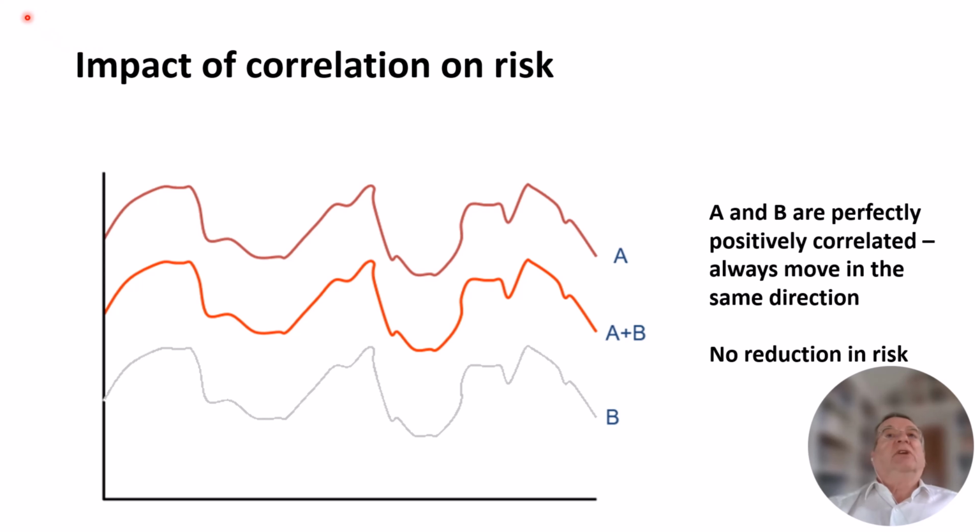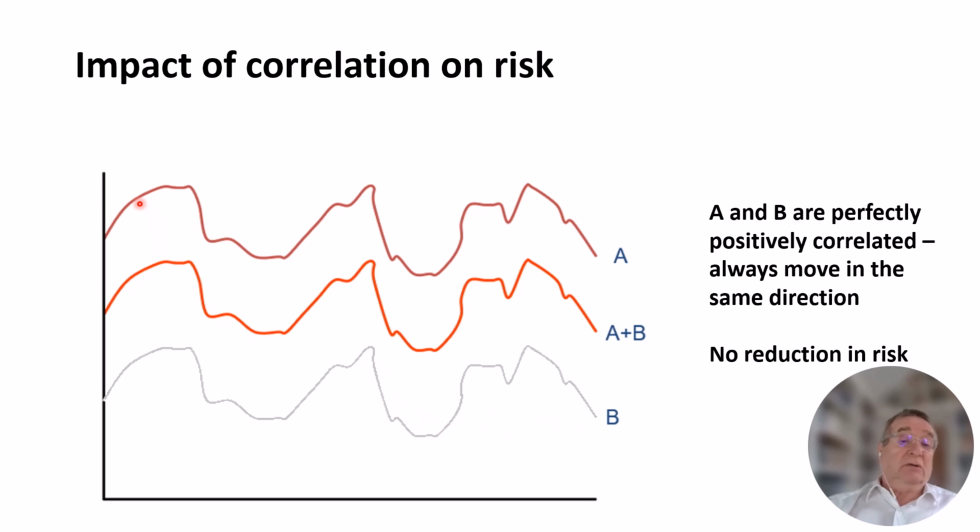Let me try to give an intuition now as to the impact of correlation on the overall risk of the portfolio. Obviously, in most portfolios, we'll have a number of different securities, a number of different assets and so on. But just to begin the discussion, let's consider that we're just combining two assets, A and B, maybe two equities. As you can see, we have a pathway here that is being followed over time by security A, and likewise another pathway also for security B.